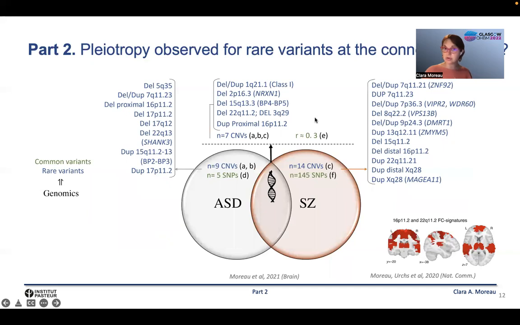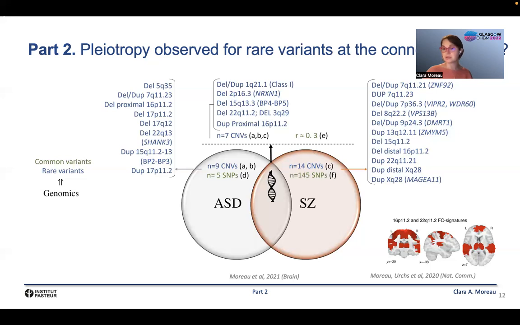So we then wanted to know if this relationship between conditions at the common variant level, so these r equals 0.3, the GWAS level, could also be observed with rare variants. So for example, 16p versus 22q, do they present similarities at the brain level? They are both CNVs highly enriched in psychiatric conditions.